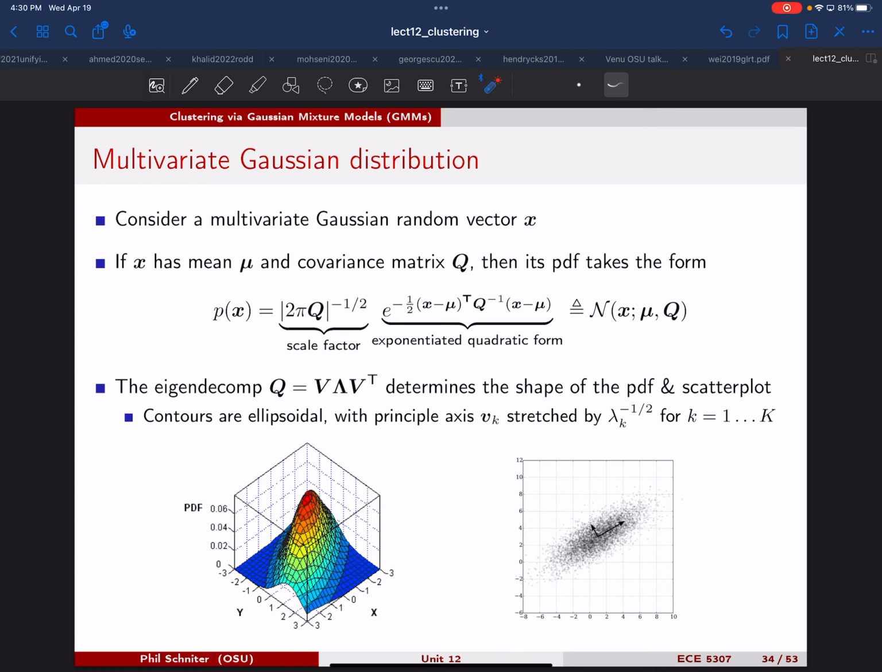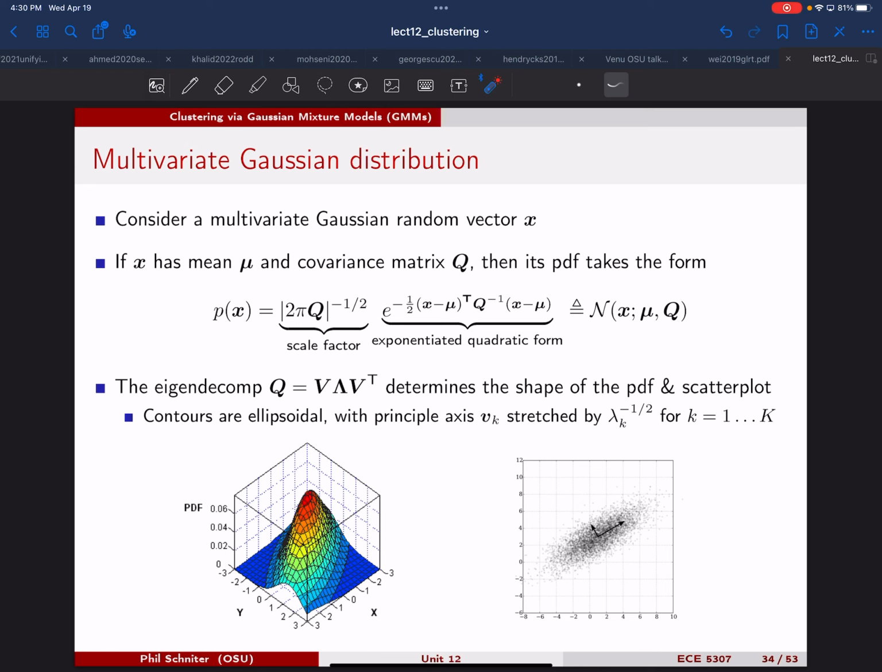Okay, so let's start at the beginning and talk about just a Gaussian. In one dimension, as we know, a Gaussian is like a bell curve. If you have a Gaussian in two dimensions, it looks something like this. It's like a bump, right? And the center of the bump is going to be the mean of the Gaussian. This is the probability density function. So the mean would be mu.